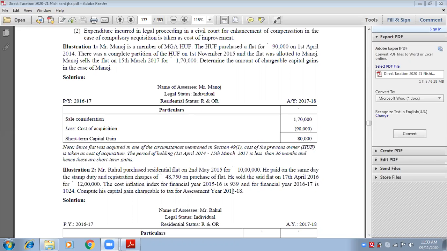Okay, start with the format. Write down: Name of assessee, Mr. Rahul. Legal status, individual. Write down fast. Legal status individual. Previous year 1920. Assessment year 2021.